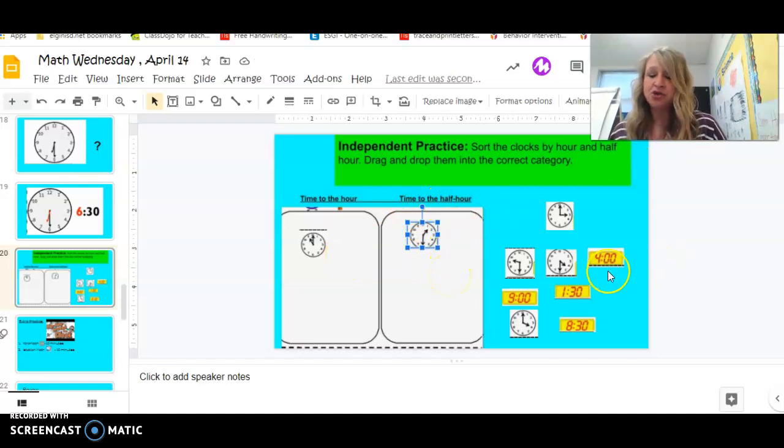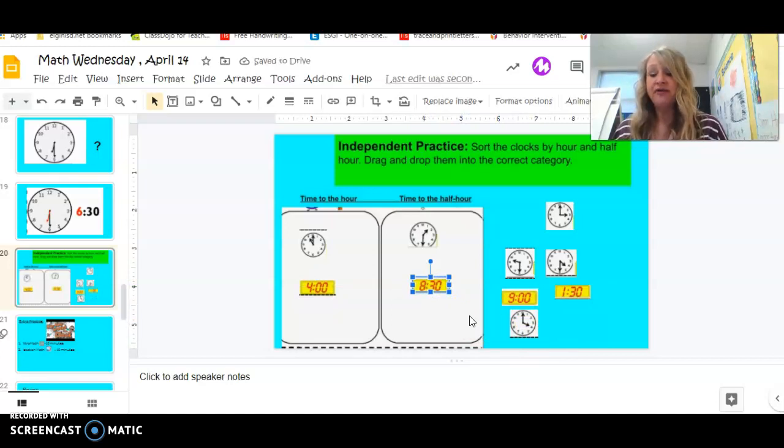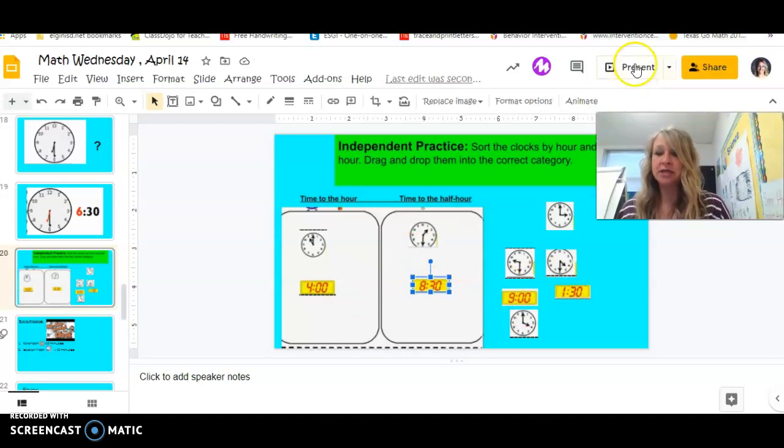What about the digital clock, 4 o'clock? Is that time to the hour or time to the half hour? That is time to the hour, correct. What about 8:30? Is that time to the hour or time to the half hour? Half hour, because a half hour is 30 minutes. Very good.